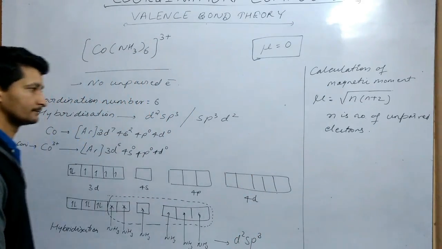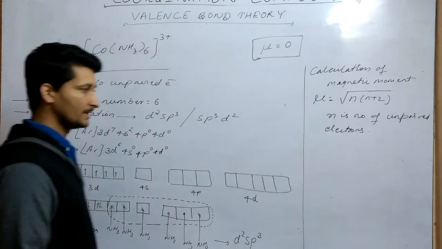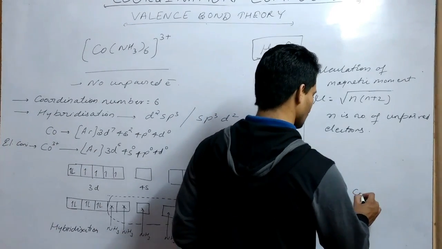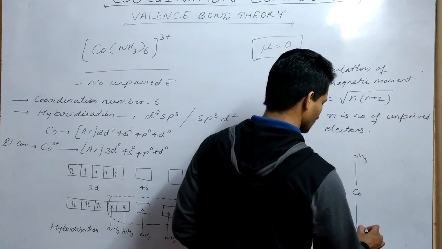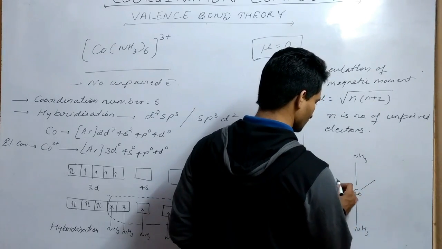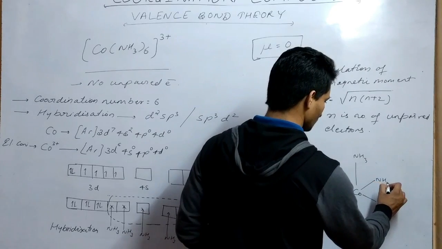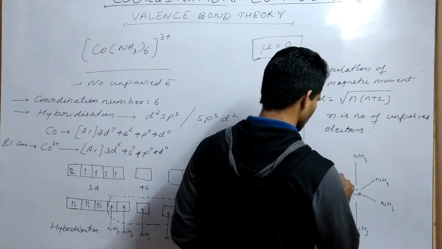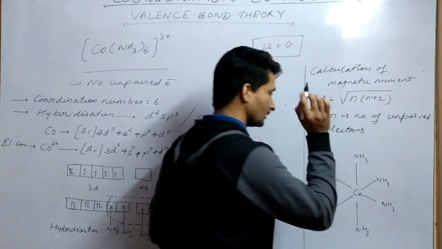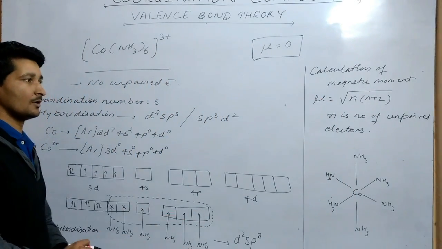sp3, and its shape will be cobalt, ammonia, ammonia, ammonia, ammonia, ammonia, and here also one more ammonia. Its shape will be octahedral.